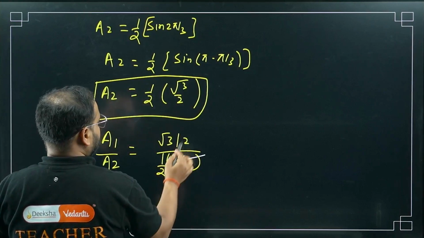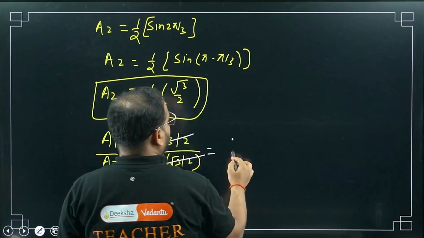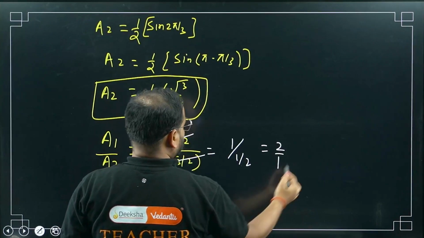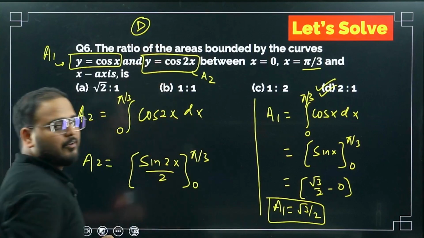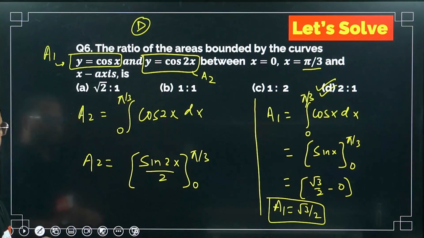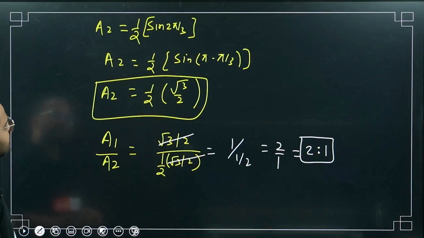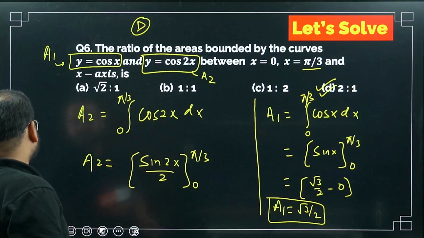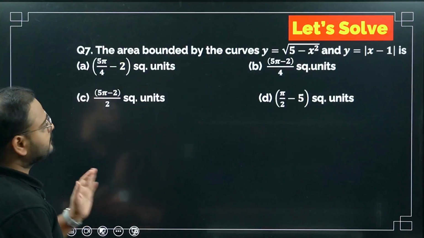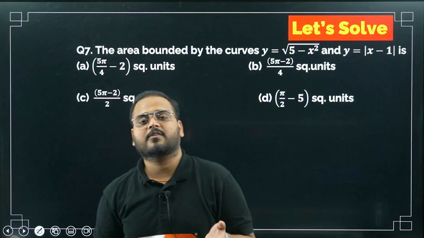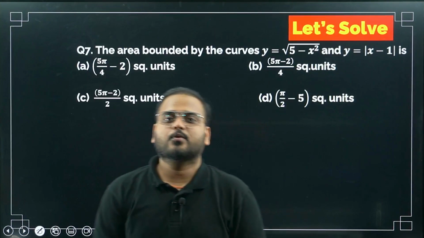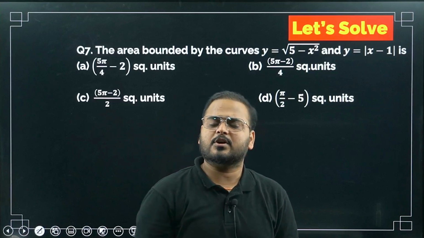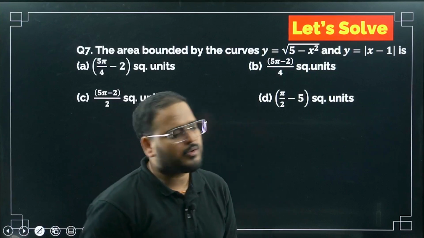Let's cancel. Gone. What is this? 1 upon 1 by 2. What is this? 2 by 1. That's our answer. I'll show you. Have a look from the beginning. Okay. Simple steps, not complicated. First find A1, then find A2. Take their ratio. Yes, concept of trigonometry has to be known to you. Quadrant rule is very basic. You have to know. You have learned in the basic maths also. You have learned in the introduction to mathematics in PU1 also.